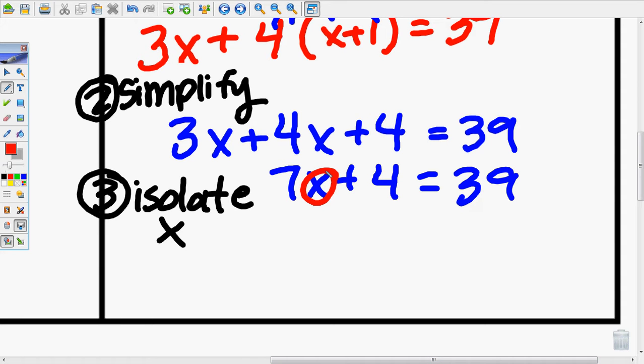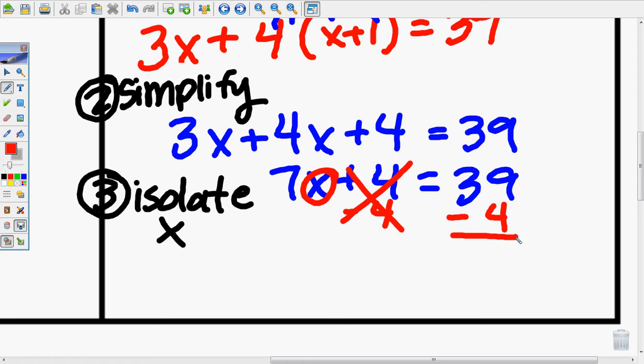What's my security? The 4. I need to get to the x, but before I can get there, I gotta get through the 4. Okay? How do I get rid of that 4? I subtract it. I'm gonna knock it out. Boom, gone. And when I do one side, I do to the other.